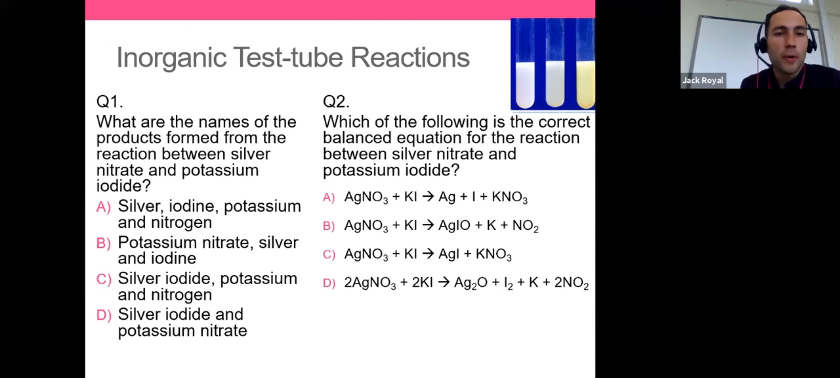So question number 1. What are the names of the products when I react silver nitrate and potassium iodide? So silver, iodine, potassium, nitrogen; potassium nitrate, silver and iodine; silver iodide, potassium and nitrogen; or silver iodide and potassium nitrate. If you're not sure, have a guess, but it's one of those 4 options there.